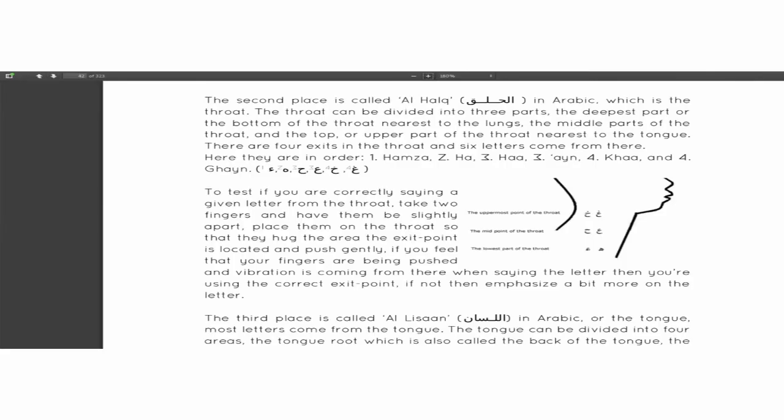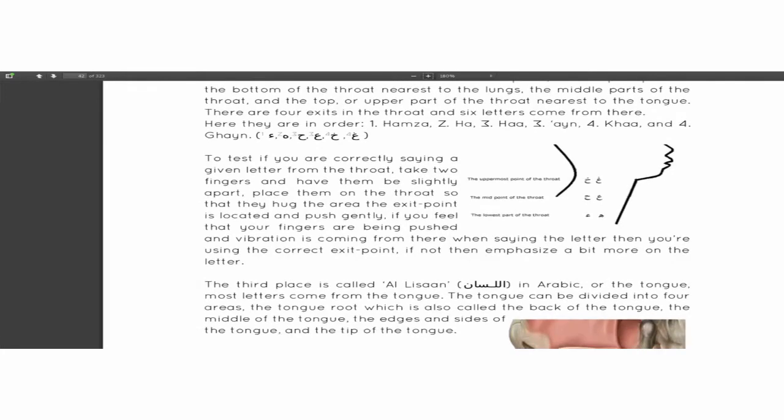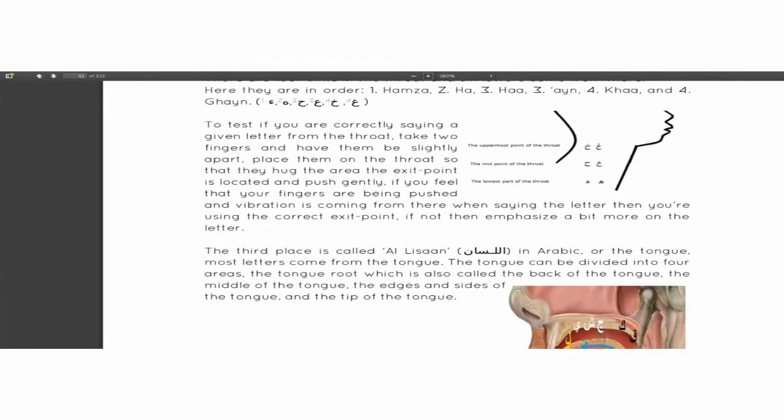To test if you are correctly saying a given letter from the throat, take 2 fingers and have them be slightly apart. Place them on the throat so that they hug the area the exit point is located, and push gently. If you feel that your fingers are being pushed and vibration is coming from there when saying the letter, then you're using the correct exit point. If not, then emphasize a bit more on the letter.